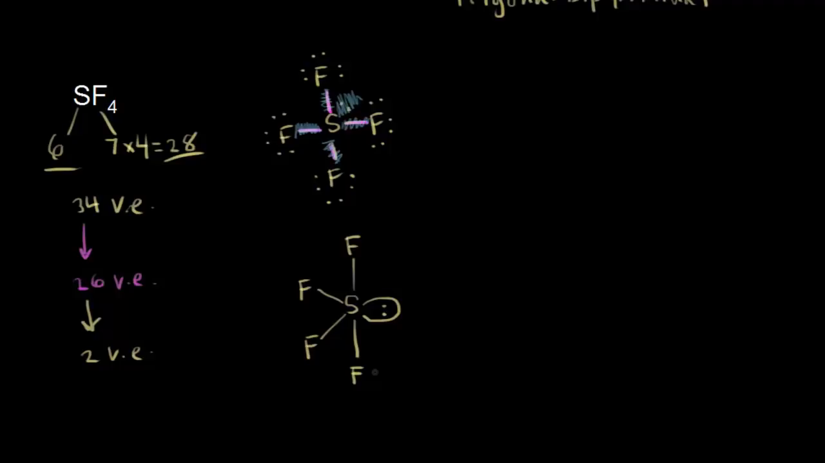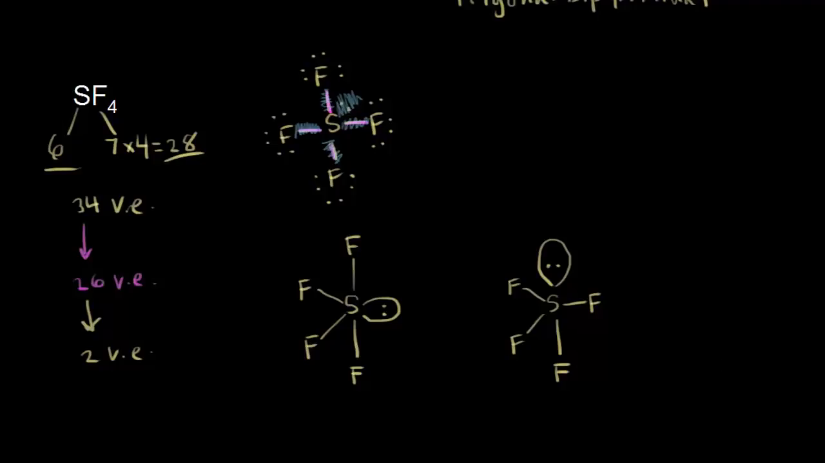The other possibility would be, of course, to put the lone pair of electrons in the axial position. So if we do that, we would have a sulfur bonded to 3 fluorines. Those would be the equatorial fluorines. And then we would have a lone pair of electrons, let's just put it right here in the axial position, and then another fluorine in the axial position. So here are our 2 possibilities. Let's see if we can analyze this structure.